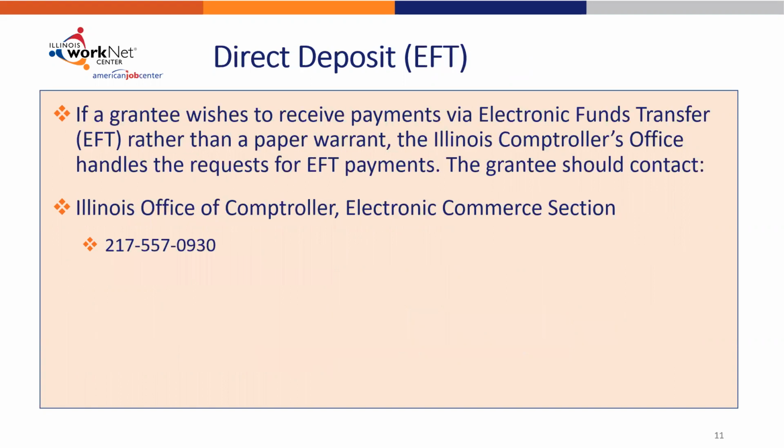So if a grantee wishes to receive payments via EFT rather than a paper warrant, the Comptroller's Office handles requests for EFT payments. So you'll want to jot down that number right there and give them a call. I'm not sure why that's the only way to set up EFT. Hopefully in the future they'll improve that process. But for now, you call the electronic commerce section and they'll get you set up.